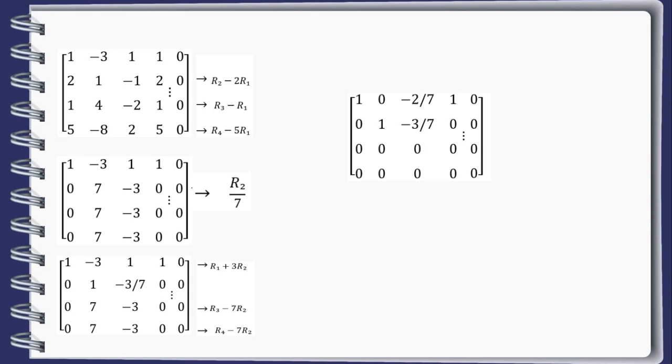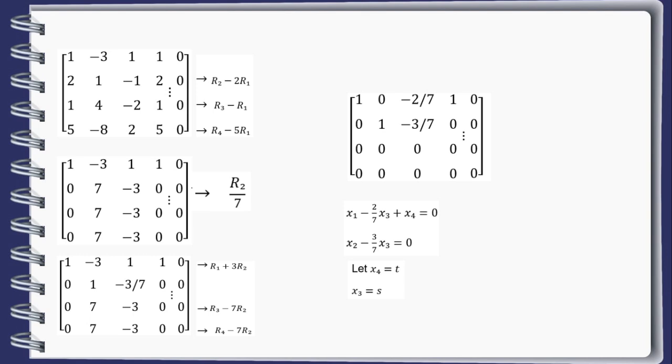So x sub 1 and x sub 2 are leading variables. However, column 3 and column 4 do not have leading entries, so they would be our free variables. We can let x sub 3 equal the parameter s, and x sub 4 equal the parameter t. So we have x sub 1 minus 2 over 7 x sub 3 plus x sub 4 equals 0, and x sub 2 minus 3 over 7 x sub 3 equals 0. We let x sub 4 equal t and x sub 3 equal s.